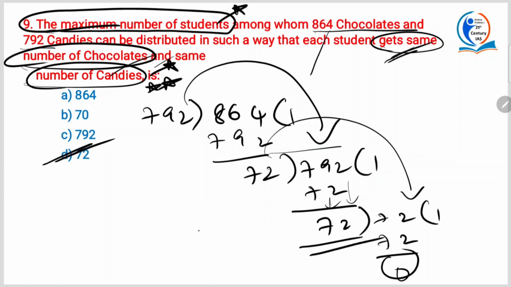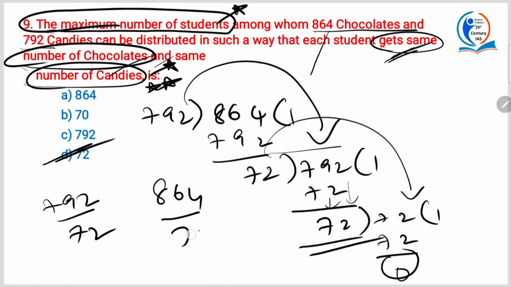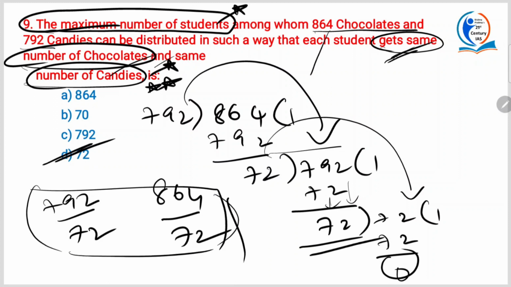If they ask you how many candies each student gets, then it will be 792 by 72. And if they ask how many chocolates each student gets, then it will be 864 by 72. Okay, this is an extension of this question. If at all you get such questions in the real exam, this can be a possible extension.